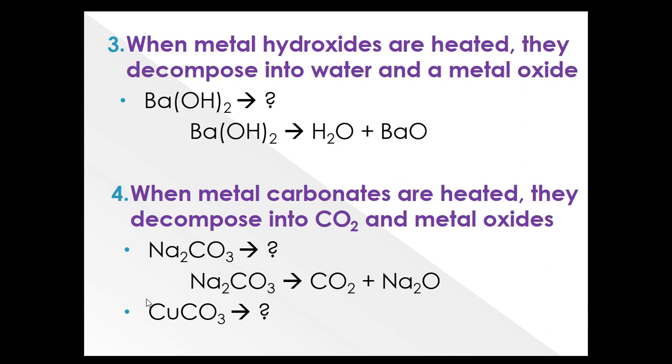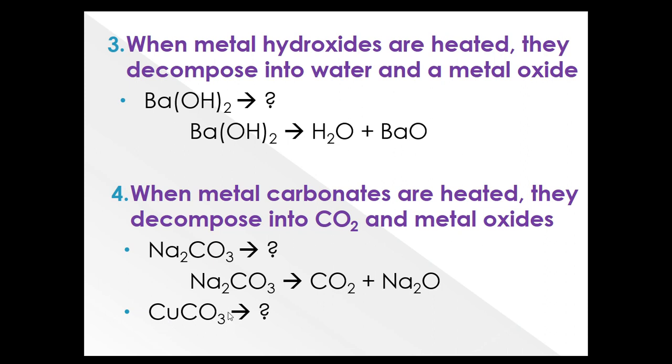Let's try one more. Now here we have a transition metal, so I'm going to throw another challenge into the mix. In order to figure out what type of metal oxide I'm going to have, I need to know what charge this copper is. It's not difficult. I just need to know that carbonate has a 2 charge because you all have that memorized. There's only one of them. Therefore, this copper has to have also a 2 charge.